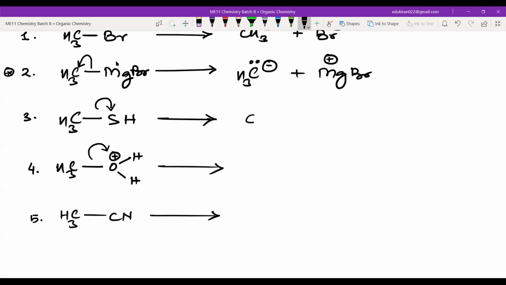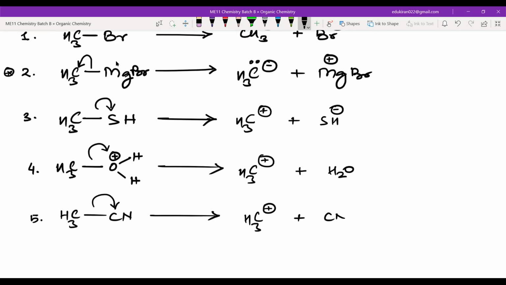Okay, so see here what will be happening. CS3 positive plus SH negative. In this case, what will be happening? CS3 positive, and see the oxygen, what will happen? It will reduce the formal charge. Oxygen is getting the electron, so the positive charge will be removed and it will be having H2O only. Here the CN negative will be getting the CN negative.